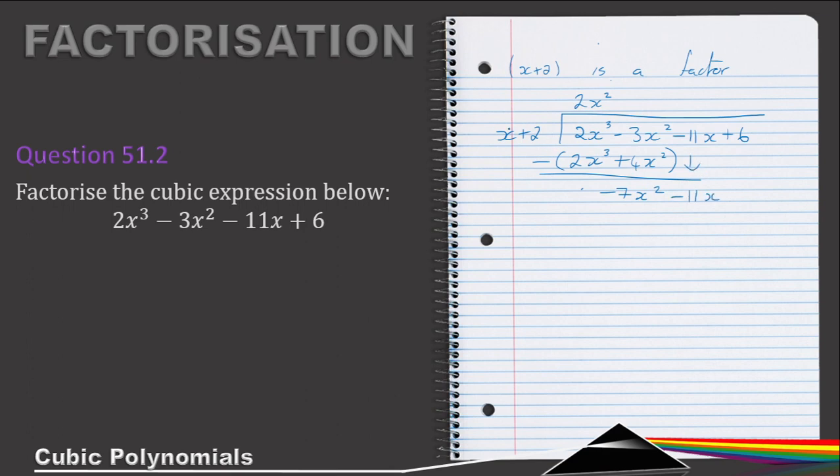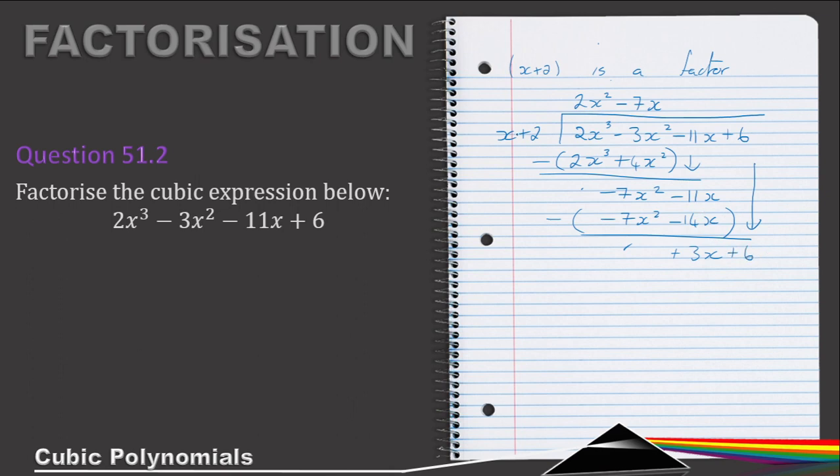Start again. x goes into minus 7x^2, so that becomes minus 7x. Minus 7x times x gives me minus 7x^2. Minus 7x times 2 gives me negative 14x. And then we subtract. Okay, then we get 0 there. And minus 11 plus 14 now gives me plus 3x. Then we bring down the 6, plus 6.